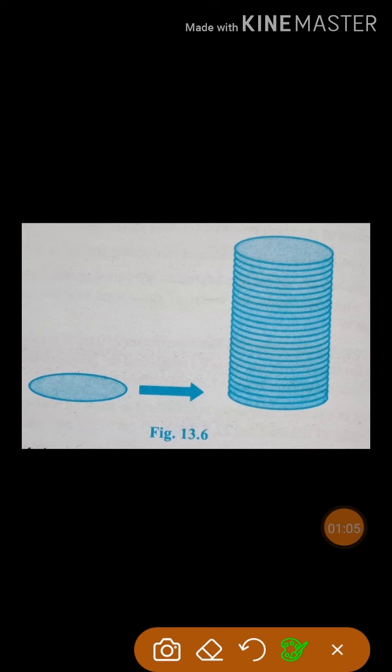Volume means the space occupied by this cylinder. The whole space occupied by this cylinder means not only on the surface, but inside it, overall how much space it has occupied. So the space occupied by one circle is the area of the circle, which is pi r square. Now if we multiply by the total number of circles, we shall get the volume of the whole cylinder.